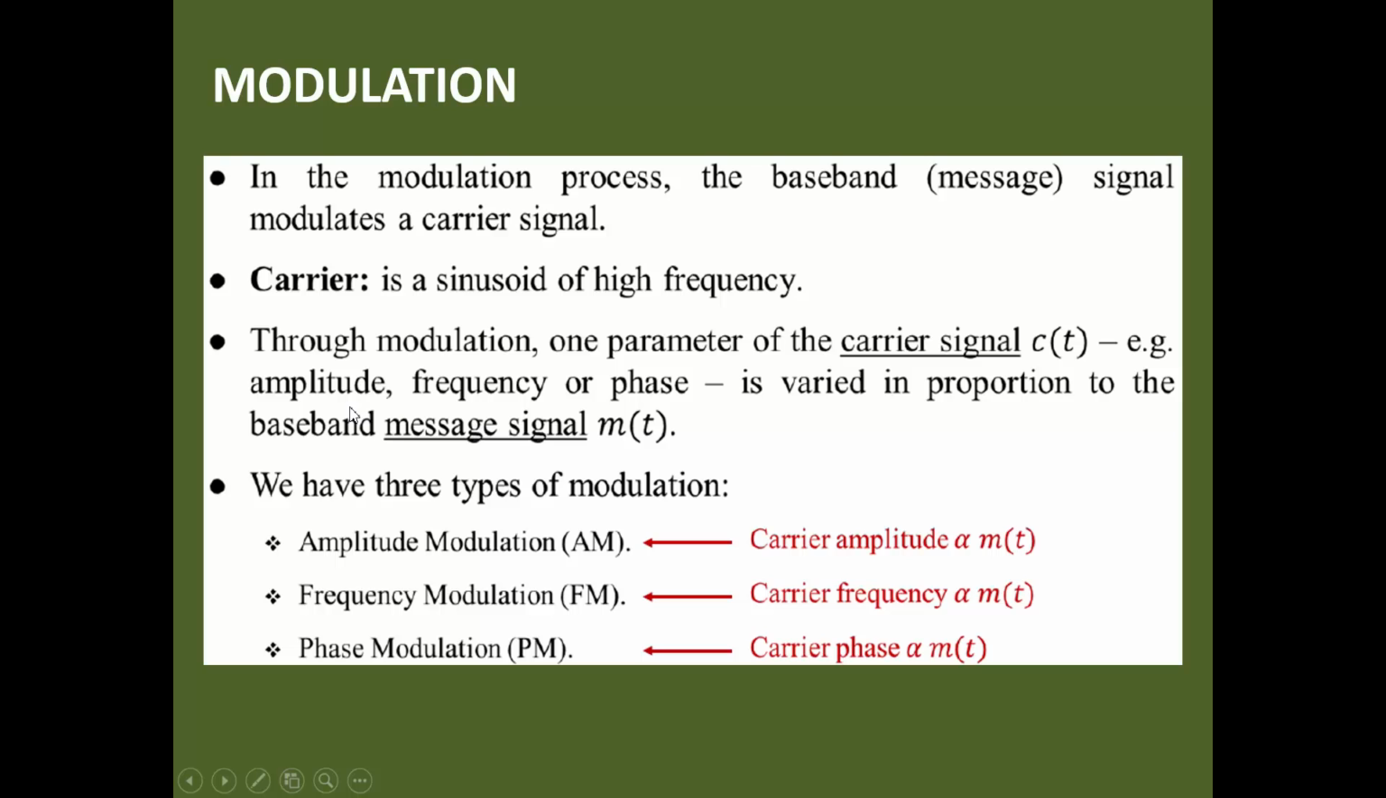Now, if we vary the amplitude of the carrier wave with respect to the message signal, meaning the amplitude of the message, how the message is being represented, if you vary the amplitude of the carrier wave in accordance with that, that will be called amplitude modulation in the analog domain. If you vary the frequency, it will be known as frequency modulation. If you vary the phase of the carrier wave, it will be known as phase modulation. So these are the analog modulation schemes.